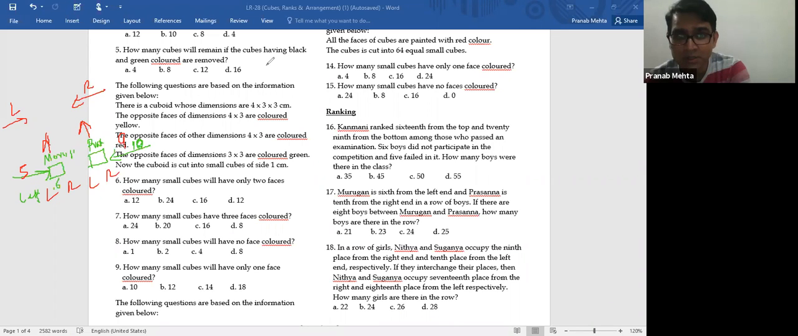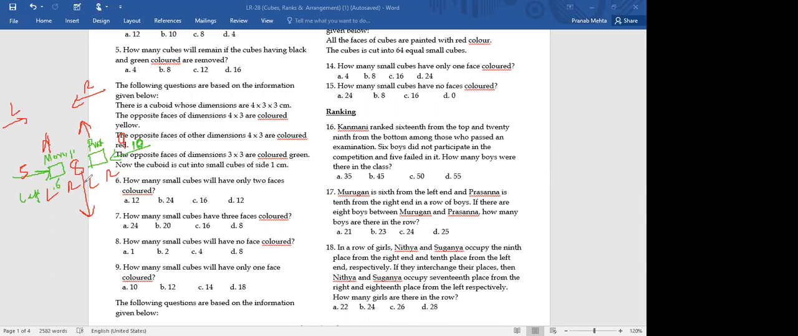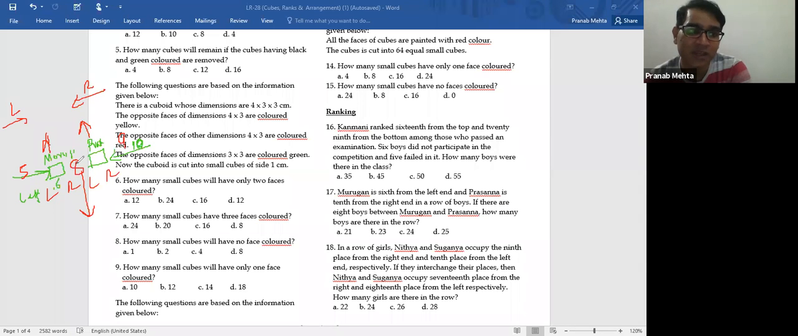Okay, now let us move further. Murugan is 6th and Prasanna is 10th. If there are 8 boys between Murugan and Prasanna, this is an easy question. Total how many people do we have? 8 people in between, then 9, 10. 10 plus 5 is 15, and 15 plus 9 is 24.